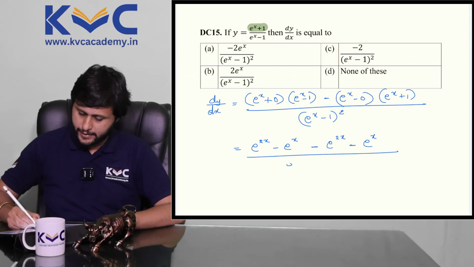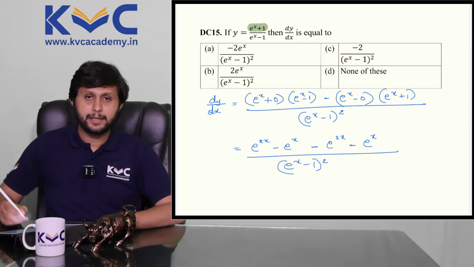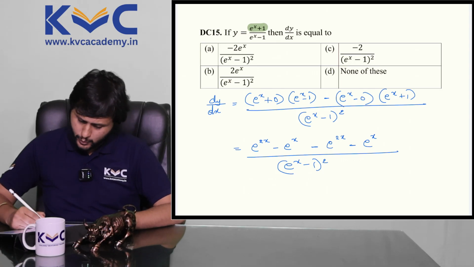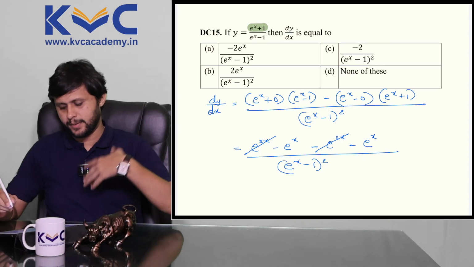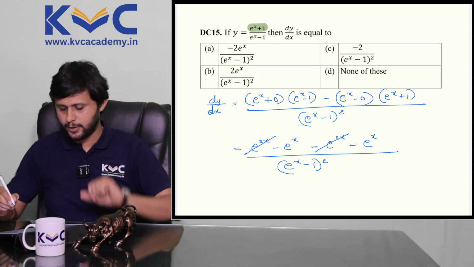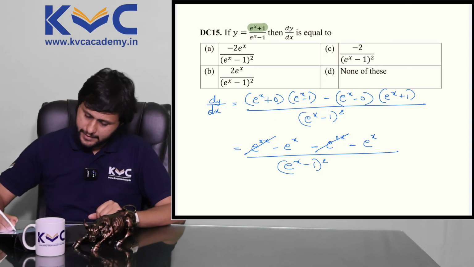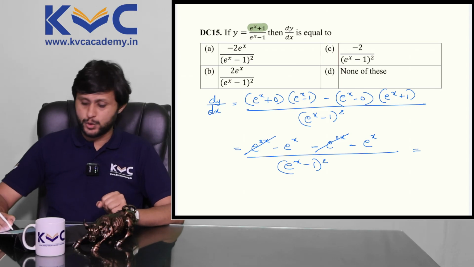Whole divided by denominator as it is. Let's try to simplify now. We have 2x positive, 2x negative, that is e to the power 2x, e to the power minus 2x, both cancel. So what remains? Minus e to the power x, 2 times it is there.